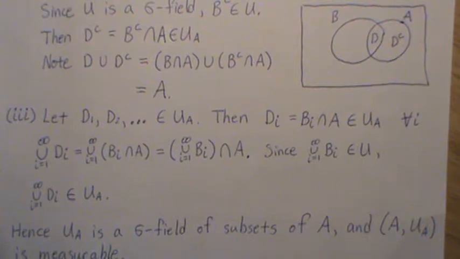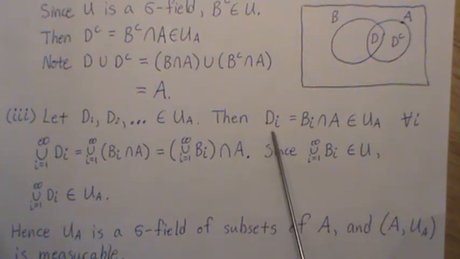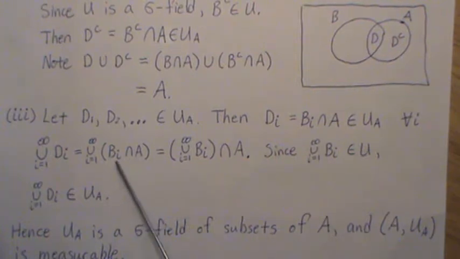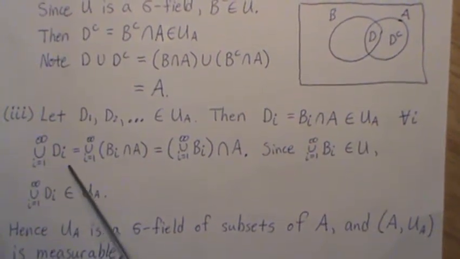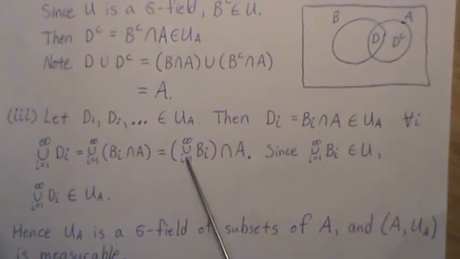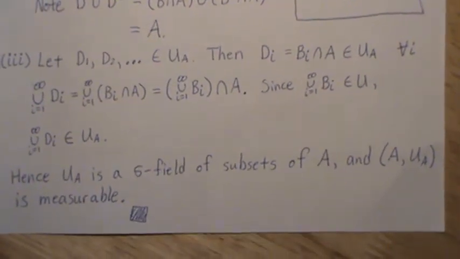Now it has to be closed under infinite union. So let's let D1, D2, ... be elements of U_A. That means each D_i is written as B_i intersect A, an element of U_A, and this for all i, right? This relationship has to hold, because in order for these to be in there, this is true. Now the infinite union of the D_i is equal to the infinite union of B_i intersect A. But this is equivalent to the infinite union of the B_i, intersect A. But since this infinite union is part of the sigma field, then we know that the infinite union of D_i is in U_A. And hence, U_A is a sigma field of subsets of A.